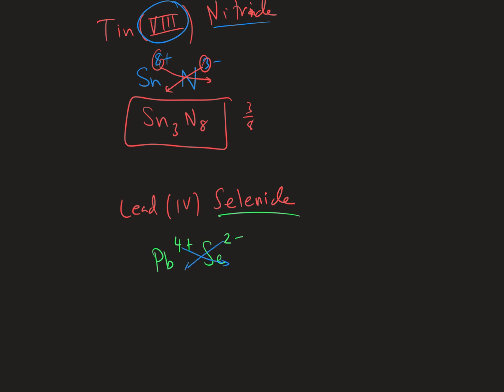Cross the numbers down, and we get Pb2Se4. Are we happy with this answer? No. What do we got to do? Divide. Simplify. Divide both of them by 2, and we get PbSe2. Questions?